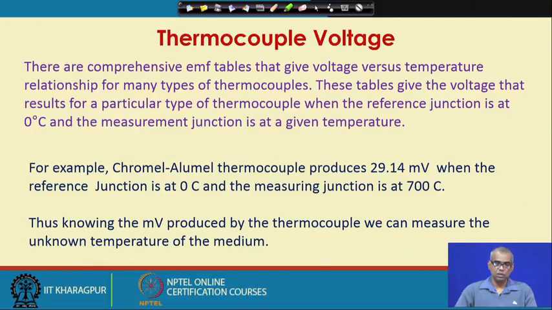So, for an application with chromel-alumel thermocouple, if the thermocouple produces 29.14 millivolt and the cold junction is kept at 0 degree Celsius, then we know that the measuring junction is at 700 degree Celsius. But it may not always be possible to keep the reference junction or cold junction at 0 degree Celsius. So, correction will be required and we will talk about that.